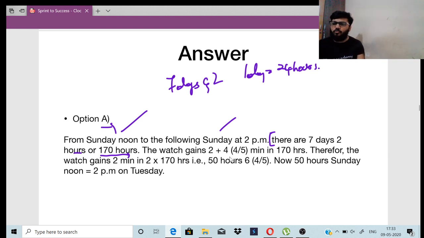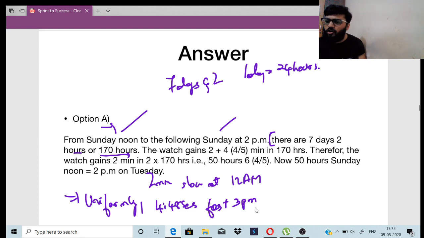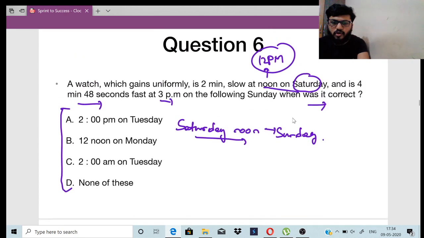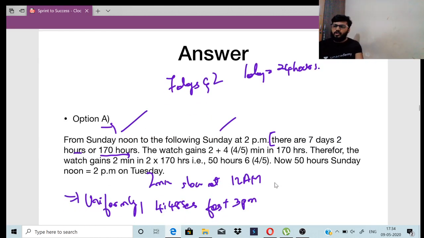The watch is gaining how much, right? It is gaining uniformly. It is 2 minutes slow at 12 noon and is 4 minutes 48 seconds fast at 3 p.m. right? Okay, so I took here as 2 p.m. Just change the question to 2 p.m. right? Okay, so it is 2 p.m. Sorry for the typing mistake there, right? 2 p.m. Therefore, the watch gains 2 minutes, right?